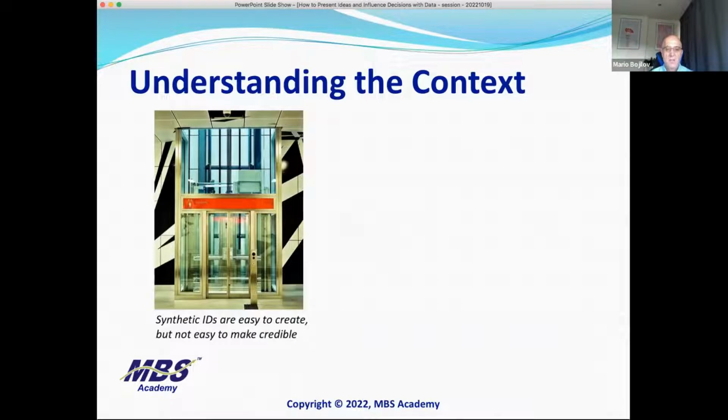I have recently completed my PhD, submitted my thesis. And basically, after 5 years of research and 280 pages of writing, my thesis can be summarized very simply. My PhD is on the topic of synthetic identity fraud and using artificial intelligence to discover it, and it's credit card or online credit application fraud. It can be summarized in this: synthetic identities are easy to create, but not easy to make credible. This is the gist of the whole thing.